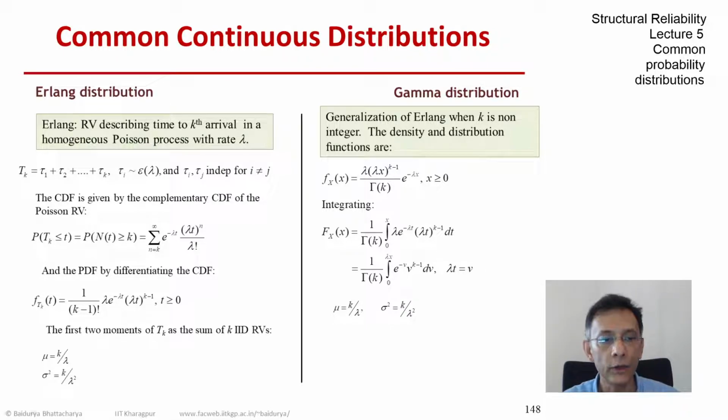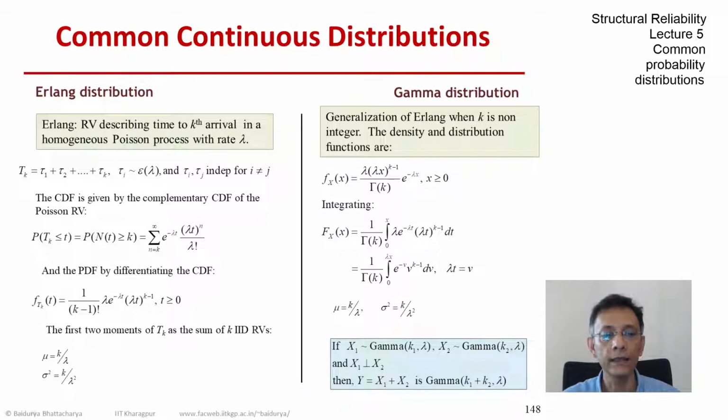One interesting property that would come to be useful in some cases is that if you sum two independent gammas with the same lambda, then their sum is again gamma with the same lambda, and the k given in terms of k1 plus k2.